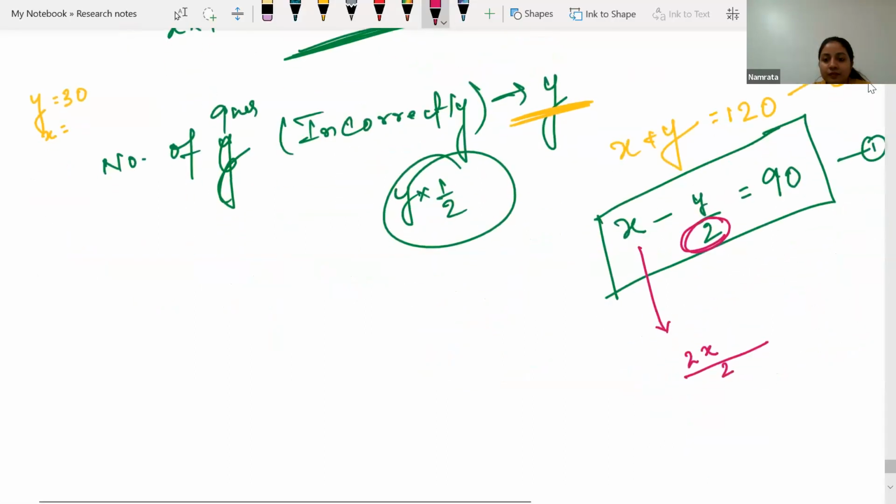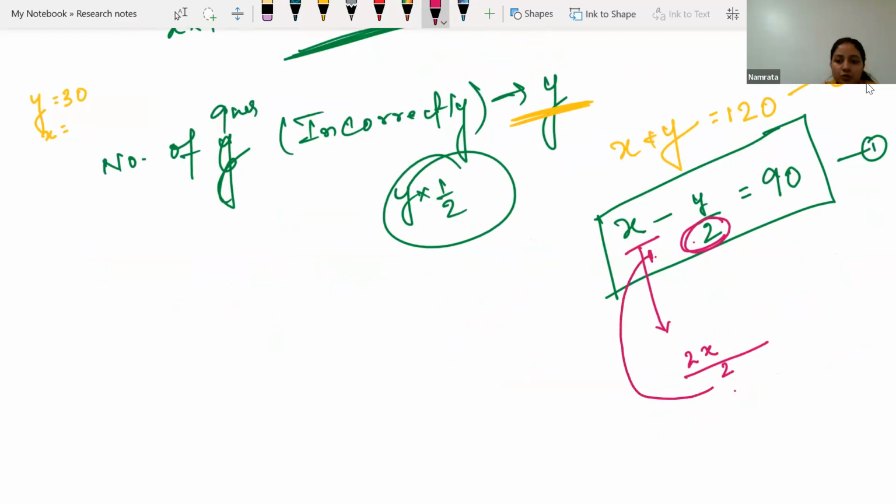Ma'am, by LCM. Yes, we have taken the LCM. Here nothing was there in the denominator, so we have considered 1 as the denominator. Then the LCM of 1 and 2 became 2. Since 1 became 2, we have to multiply 2 in the numerator also. Do you understand this? Yes, ma'am. Okay, let's move ahead.